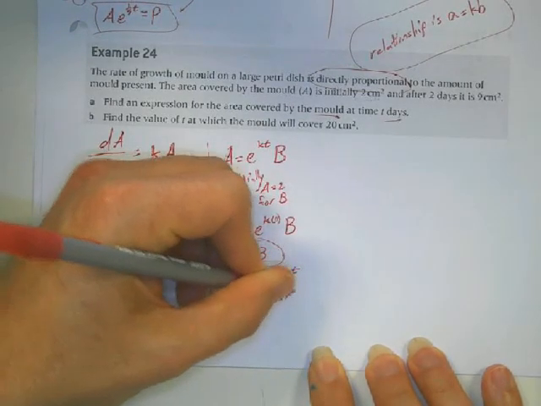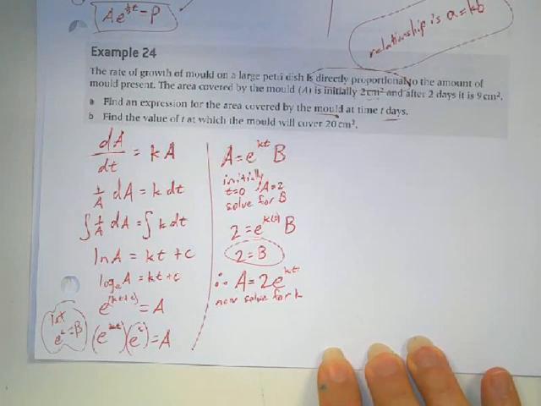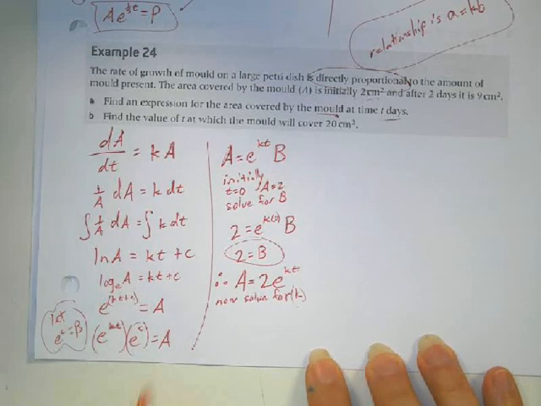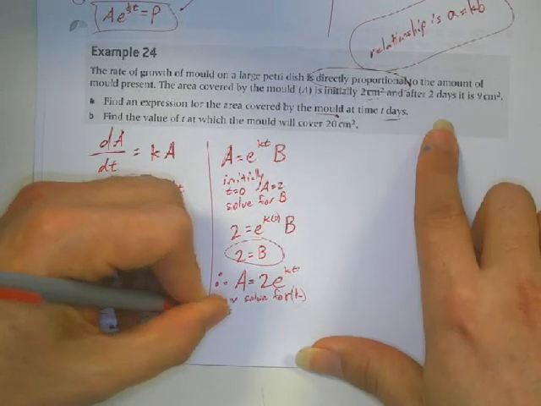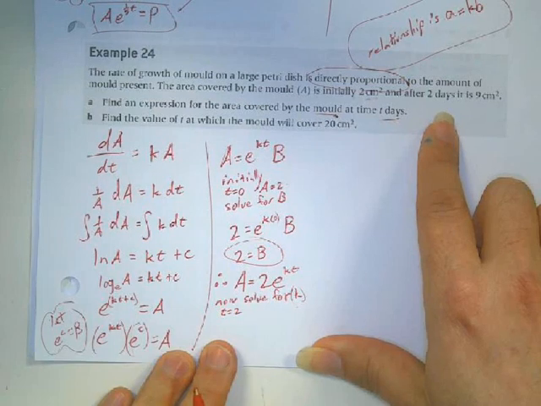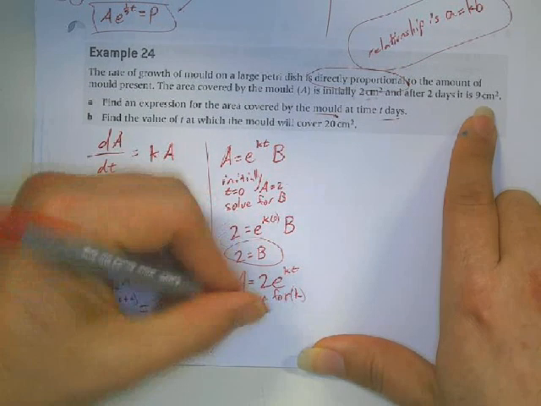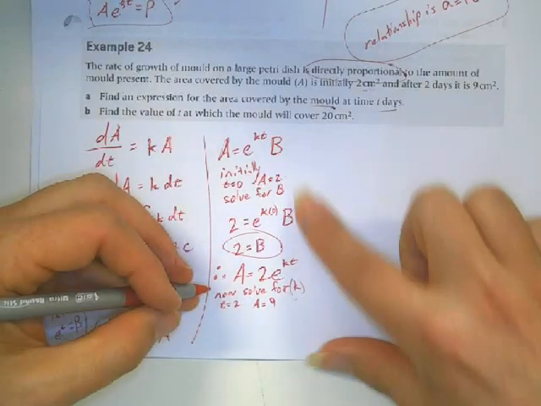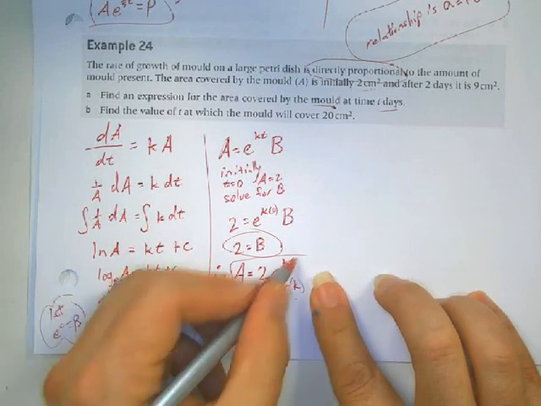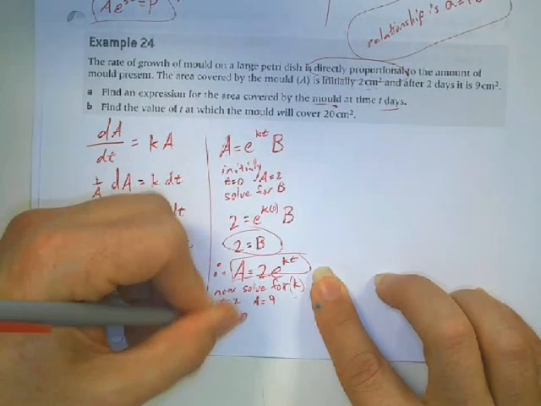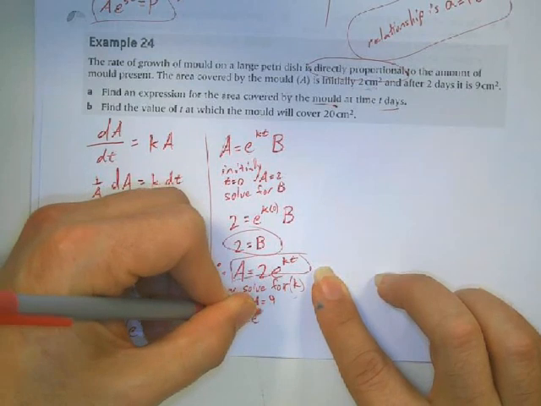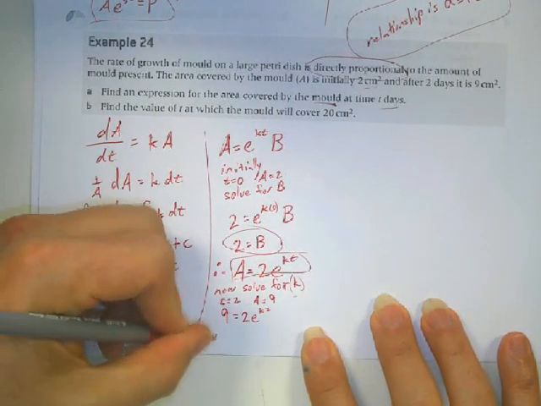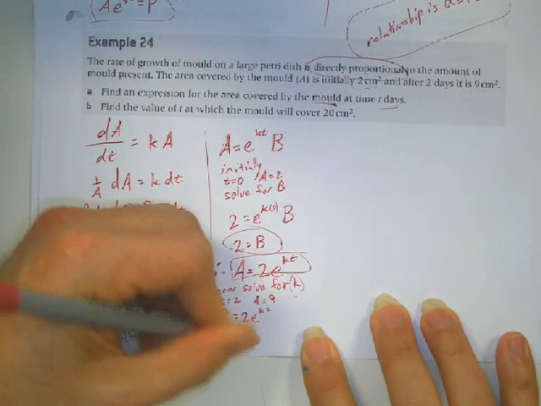Now we're going to solve for k. So we know that when the time is 2, the area equals 9. Using this equation, we can say 9 equals 2 times e to the k times 2. I divide both sides by 2. I get 4.5 equals e to the k power 2.